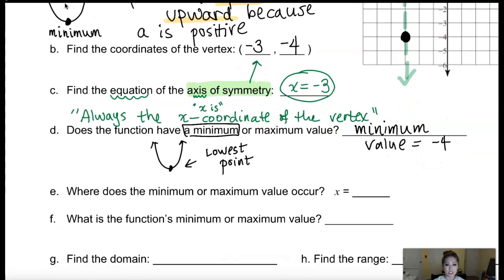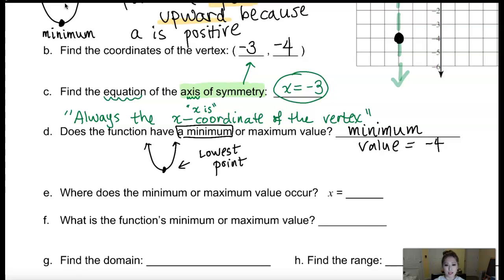All right, next question. Where does the minimum or maximum value occur? It occurs at the vertex. It occurs where the vertex is. And vertex is at x equals -3. So if they're asking you where does the minimum or maximum occur? By the way, this is not a maximum, right? This is a minimum. This will always happen exactly at where the vertex is. So that's why I say x equals -3.